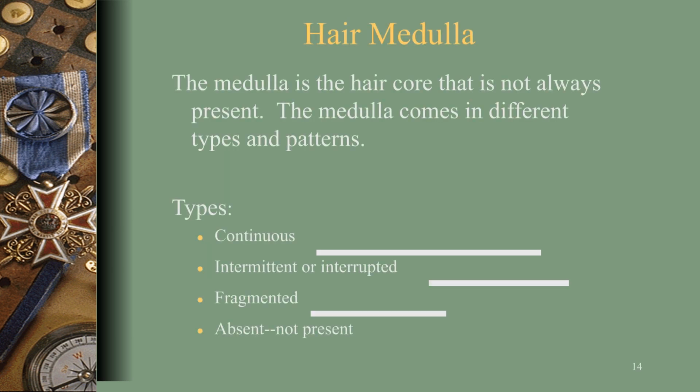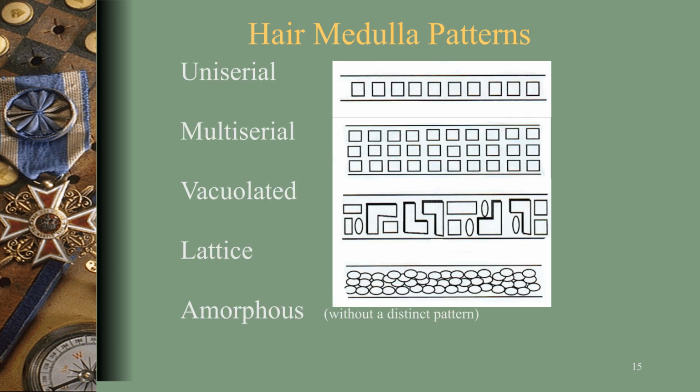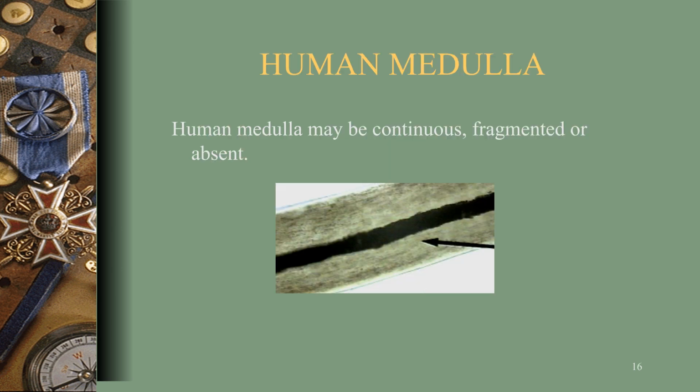The medulla is the core of the hair and is not always present. Its patterns are classified as continuous, intermittent or interrupted, fragmented, or absent. The medulla exhibits various patterns, including uniserial, multiserial, vacuolated, lattice, and amorphous, which refers to a hair core without a distinct pattern. When examining a human medulla, you will find it can appear continuous, fragmented, or even be completely absent.